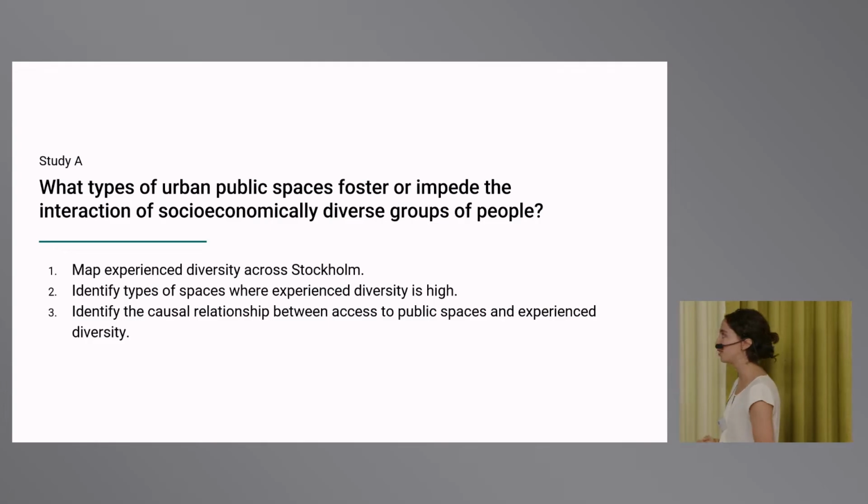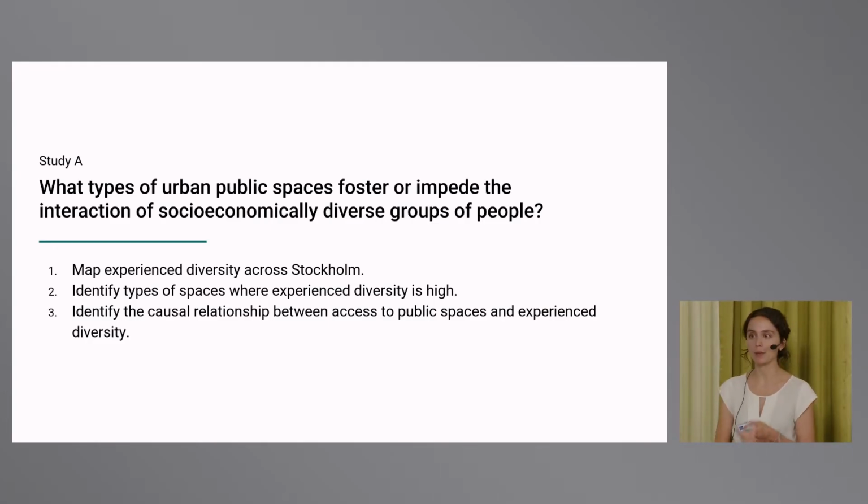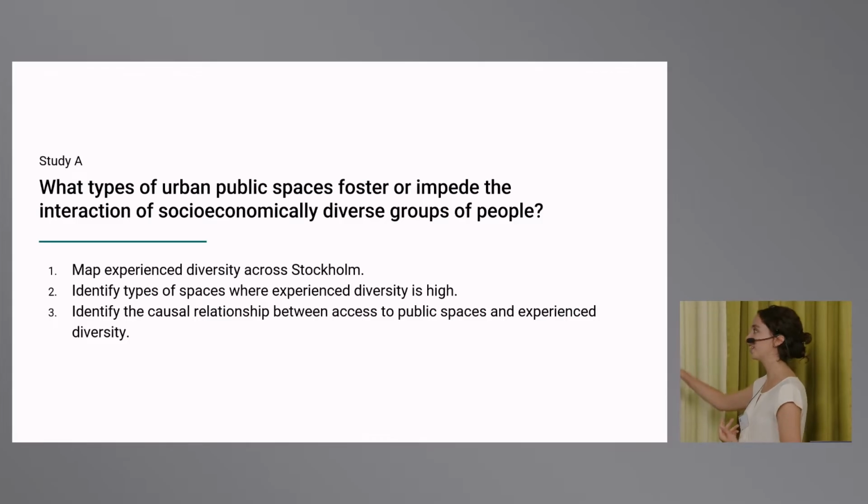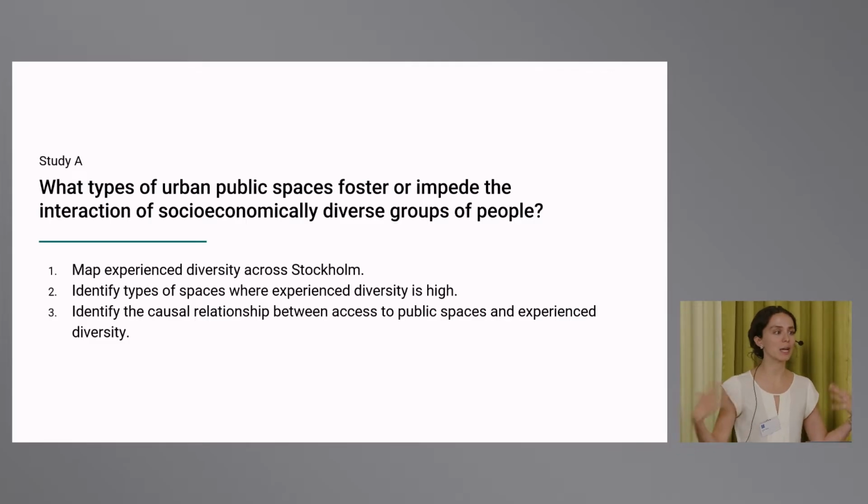So in Study A, we have three major objectives. The first is to map experience diversity, or your likelihood of encountering someone who's different from you in terms of, for example, income, across the city of Stockholm. We call this experience diversity. This was largely completed in phase 1, and in phase 2, we've moved on to the second two objectives, which involve identifying the types of urban spaces and amenities that host these diverse interactions between people from different parts of Stockholm, hoping to identify the types of places we can plan in order to create a more cohesive and integrated city.